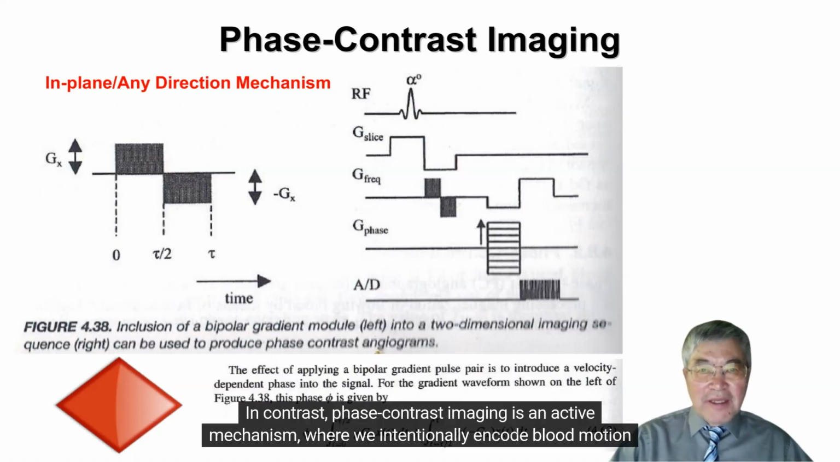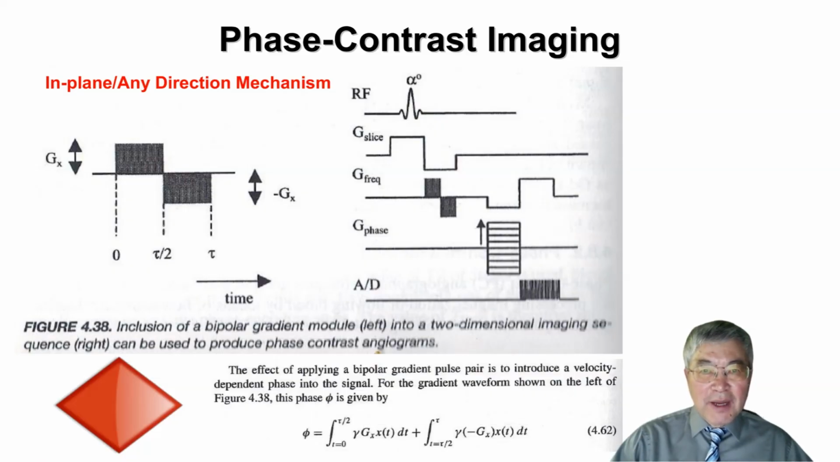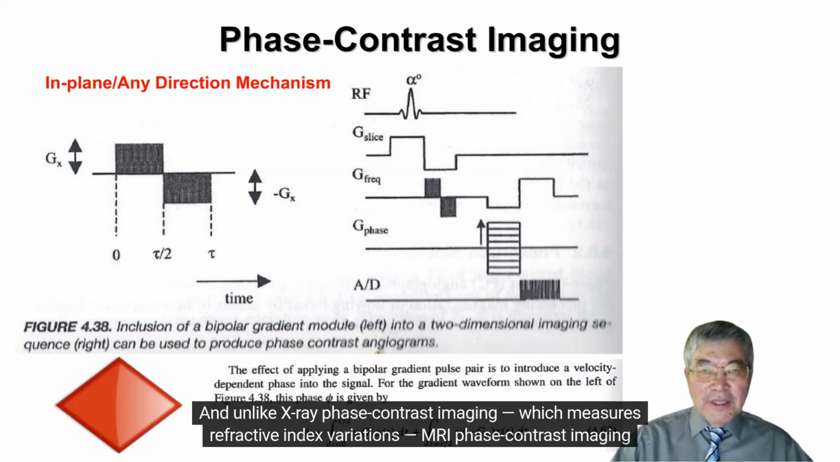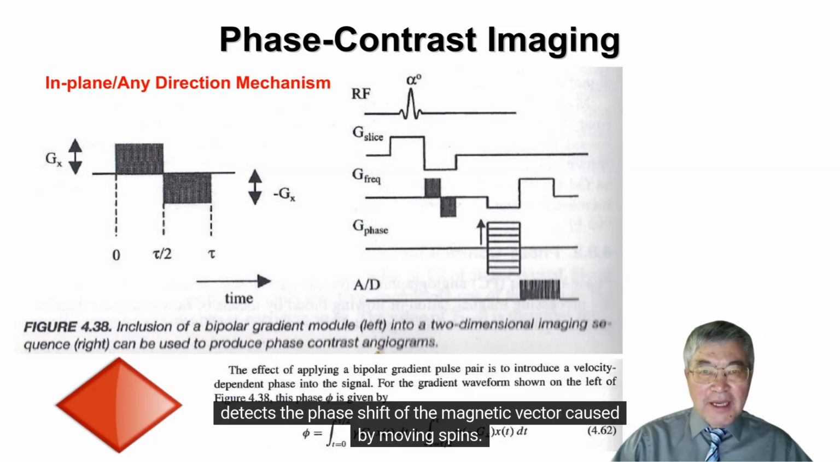In contrast, phase contrast imaging is an active mechanism where we intentionally encode blood motion into the phase of the signal. And unlike X-ray phase contrast imaging, which measures refractive index variations, MRI phase contrast imaging detects the phase shift of the magnetic vector caused by moving spins.